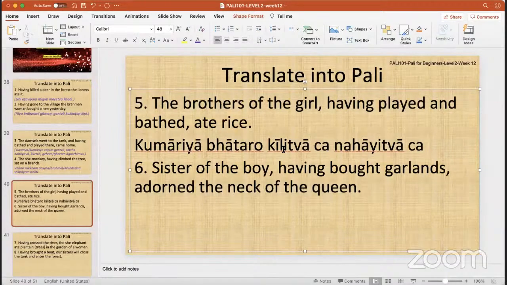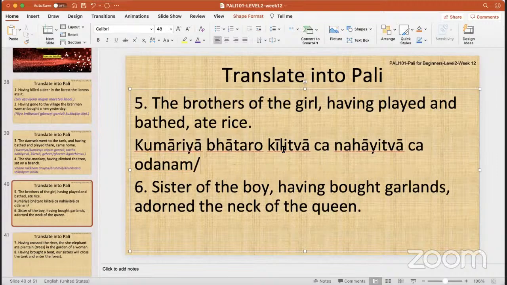Having played, Kilitva cha, and then having bathed, Nahatva cha, ate rice. What is the word for rice? Odanam, or bhattam. Yes, Odanam, dutiya vibhatti ekavachana. You can also say Bhatta. And ate.